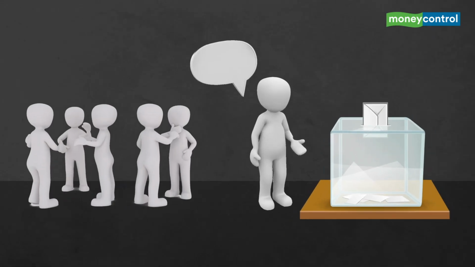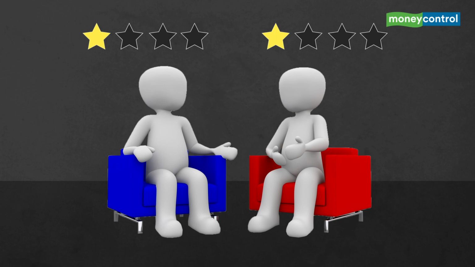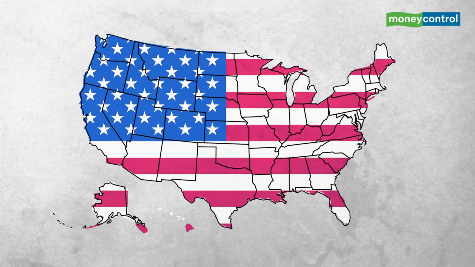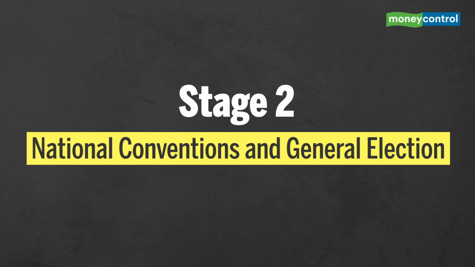In caucuses, party members assemble, deliberate, and settle on the best party candidate. In primaries, the party ranks and chooses the candidate they want to represent them in the presidential election across the 50 US states.